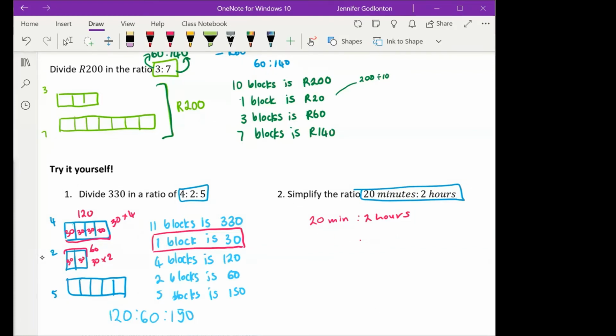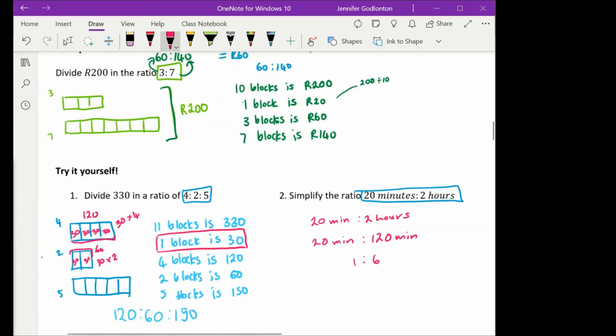Let me write minutes, otherwise I'm being a bit lazy. Okay, and then we just need to simplify it. And so we get a beautiful answer of 1 is to 6, which is great. Okay, cool. Let's move on down.